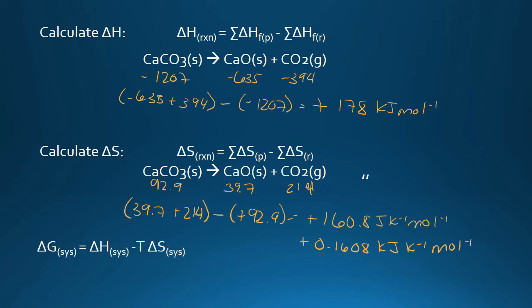Now we have enough information to solve for delta G. All right, so delta G, we have our positive 178 minus, we're at 500 Kelvin, times positive 0.1608. And the value you get is positive 97.6 kilojoules per mole. So is this spontaneous or non-spontaneous? It's going to be non-spontaneous because it has a positive value.